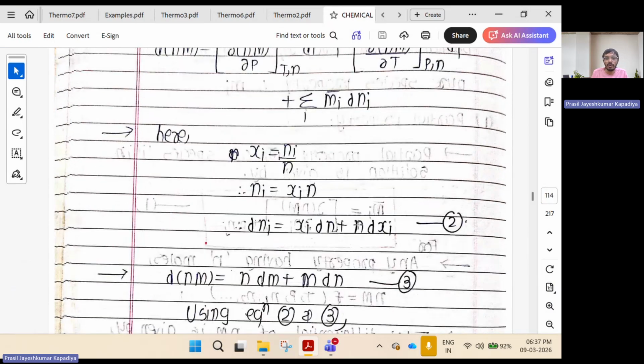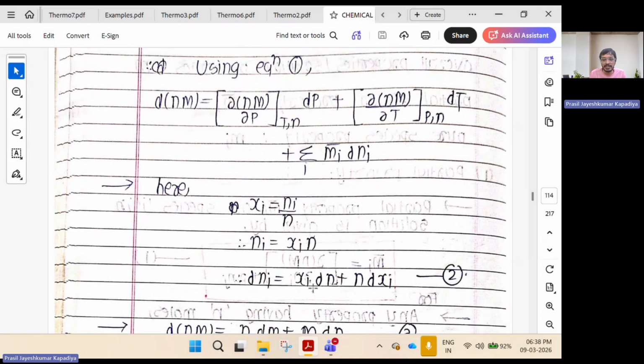So if I differentiate this, what do I get? I get that dni is xi into dn plus n into dxi, just the rule of differentiation in multiplication. So dni is xi dn plus n dxi. Can I replace this dni with xi dn plus n dxi here? So I will put this in here.